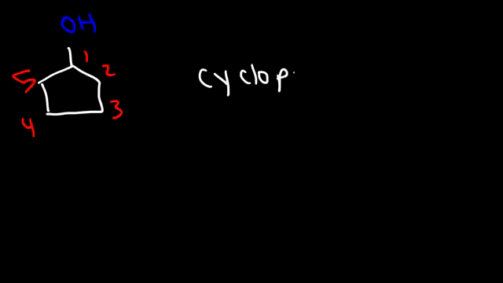Now, what if we have an alcohol on a ring? How can we name this molecule? So we have a cyclopentane ring because there's a total of 5 carbon atoms, but we don't have to say 1-cyclopentanol. We don't really need to number it. We can simply say cyclopentanol because there's only 1 substituent on a ring, so it's automatically on carbon 1.